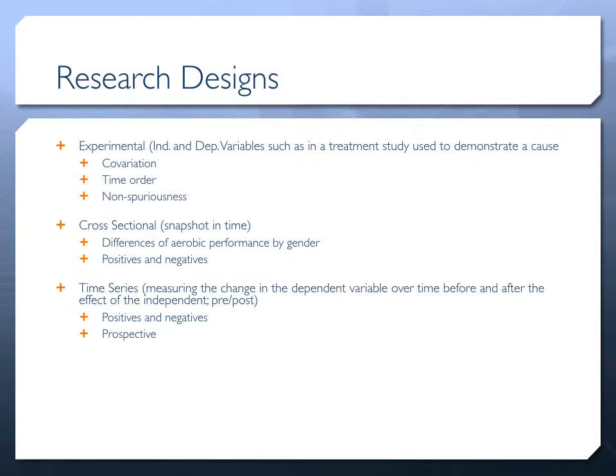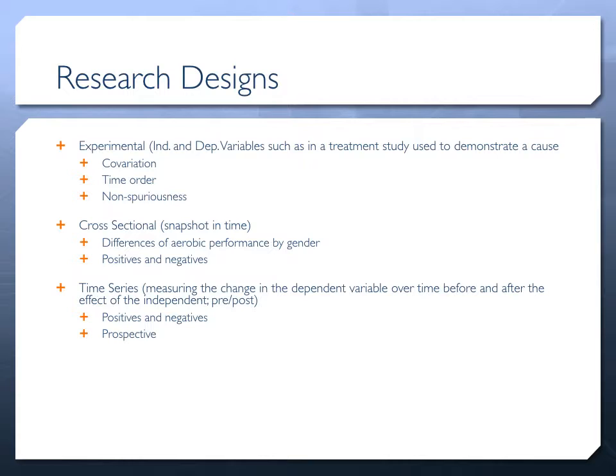Third is a time series, and this is similar to experimental. What you're doing is you're looking at the pre and post values of the dependent variable in response to the independent variables. So again, you're looking at heart rate and blood pressure and the change over time, but now what you've got is a pre and post. It's a little bit different.